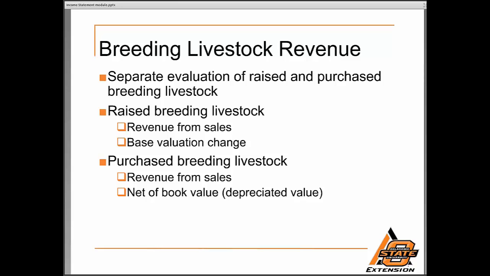If the breeding livestock are purchased, the animals will have an original cost and associated annual depreciation. Revenue from the sale of purchased breeding livestock will be positive if the sale proceeds are greater than the book or depreciated value of the animals.